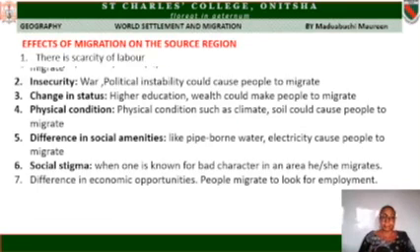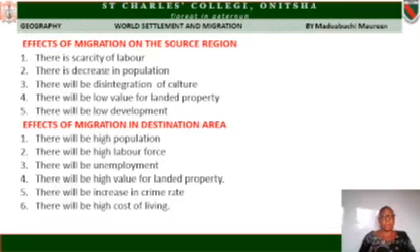Effects of migration on the source region. Remember that I said that the source region is where the people are living. The effects are: one, there is scarcity of labor. Two, there is decrease in population because people are moving to another area. Three, there will be disintegration of culture. Four, there will be low value for landed property. Five, there will be low development.